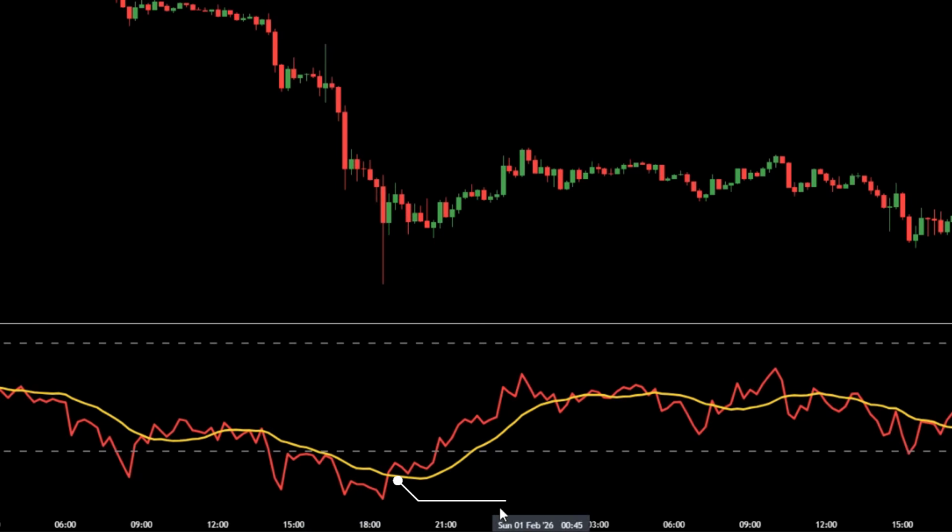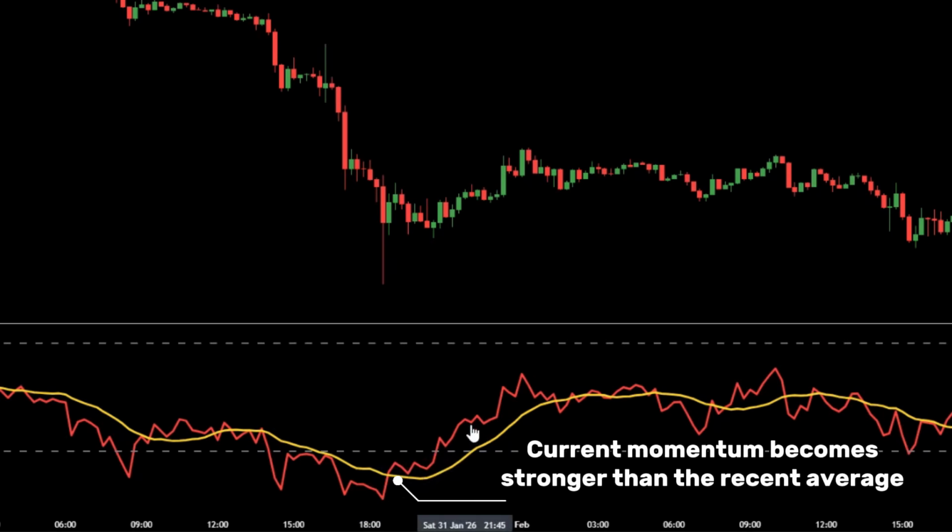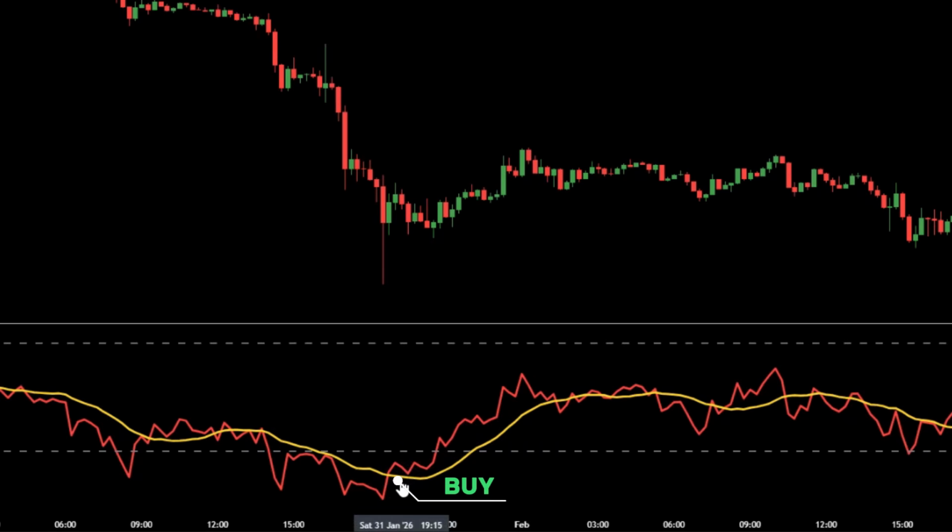When the RSI red line crosses above its moving average yellow line, something important happens. Current momentum becomes stronger than the recent average. This means buyers are gaining power and we can consider a buy position. When the RSI red line crosses below its moving average yellow line, momentum weakens or shifts downward. This signals we can consider a sell position.